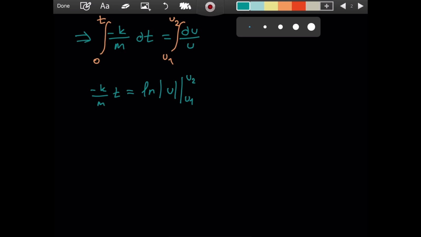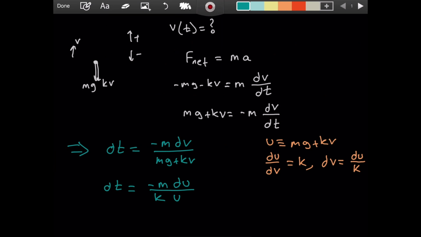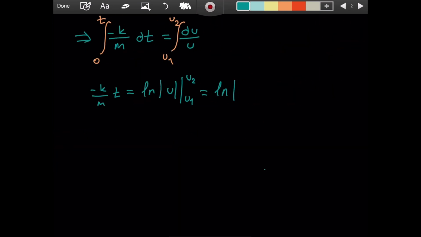Alright, from this, I will now switch back to the initial quantities that we started with. I mean that instead of u, I will substitute. We have ln, absolute value. What was u? Right here, it is mg plus kv. Let's just substitute that, mg plus kv.